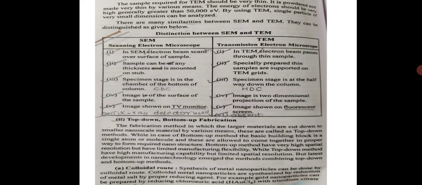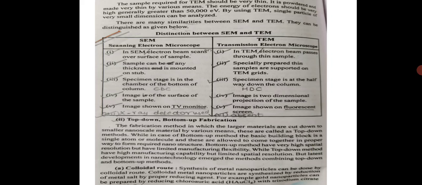In the fabrication method, larger materials are cut down to smaller nanoscale materials by various means. These are called top-down methods, while in the case of bottom-up methods the base building block is a single atom or molecule, and these are allowed to come together in a proper way to form the required nanostructure.